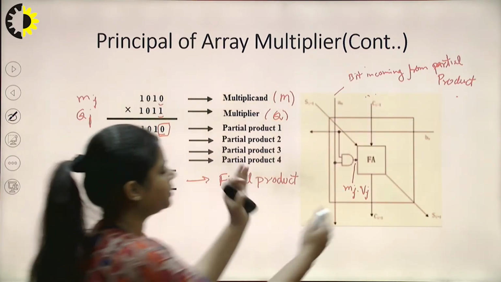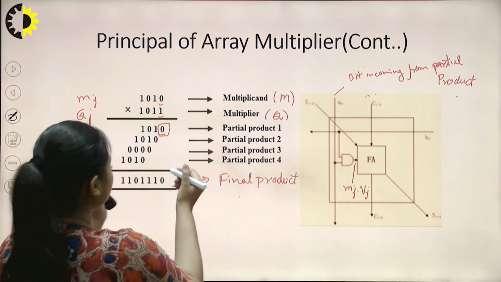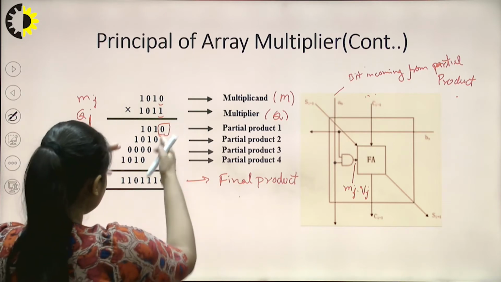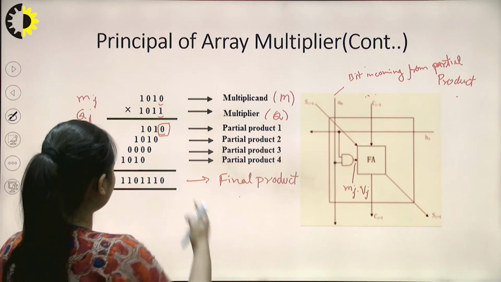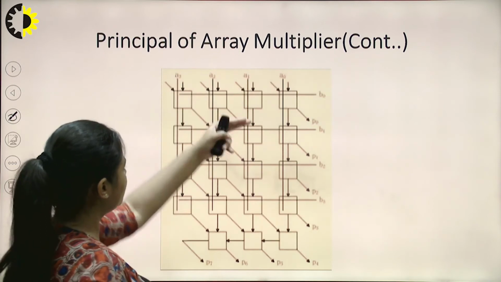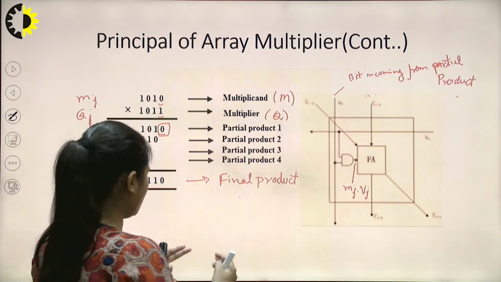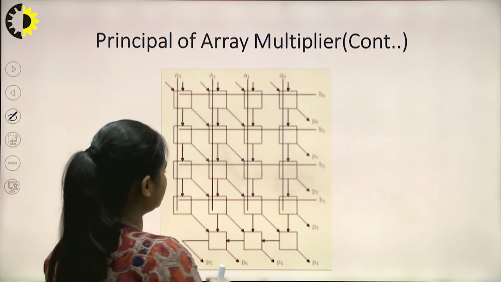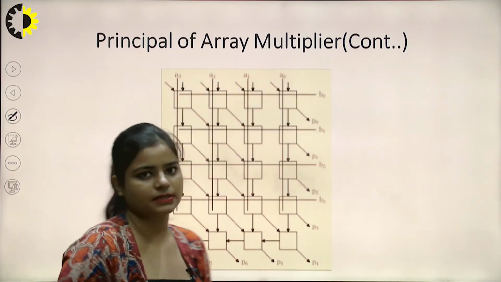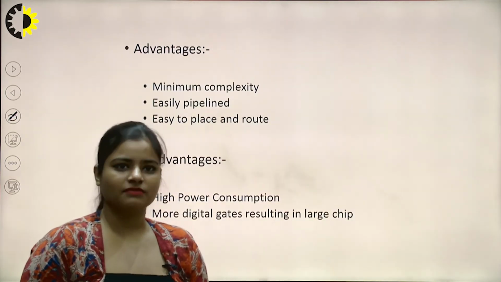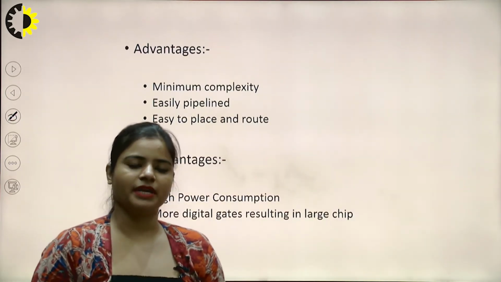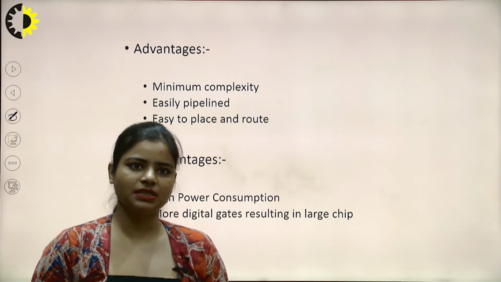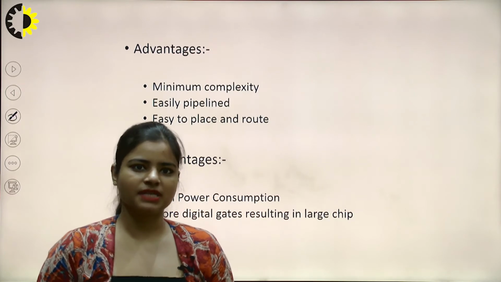Earlier I showed you only one piece. This one piece can be used for any single digit. For the final solution, we need a 4 by 4 array multiplier, which is basically this. After calculating all the results from this particular circuit and combining all the circuits, we can have our final answer. We have some advantages and disadvantages for this array multiplier. Basically, for the advantages, we have minimum complexity, easy pipelining, and easy placement and routing.